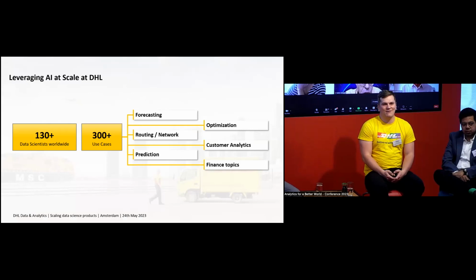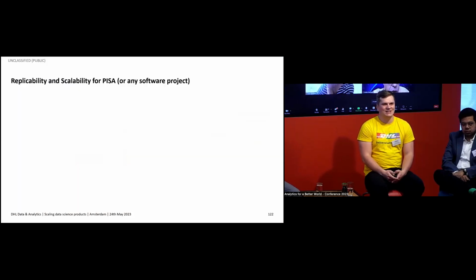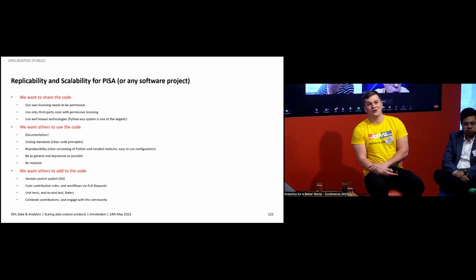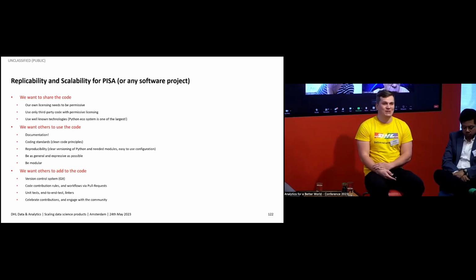And yeah, so we have gathered some technical expertise in the last decade. And so I try to get the essentials out of it for PISA. So what we want to do is we want to share the code, right? And to share code, we need to have permissive licensing.